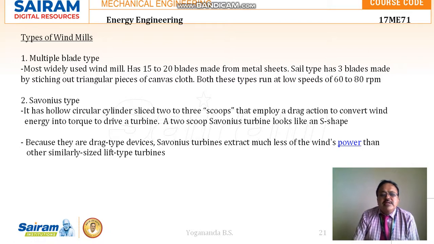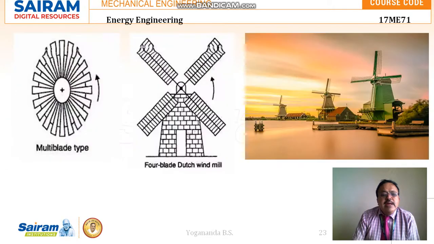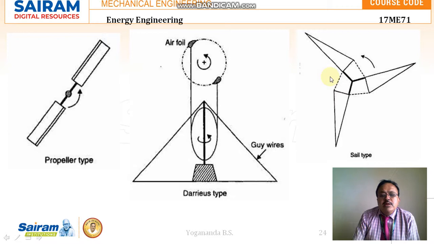So we have the sail type windmills, having three blades made by stitching triangular pieces of canvas cloth. So the sail type windmill is made from canvas cloth, and these blades are in the triangular shape stitched together. Sail type windmill.